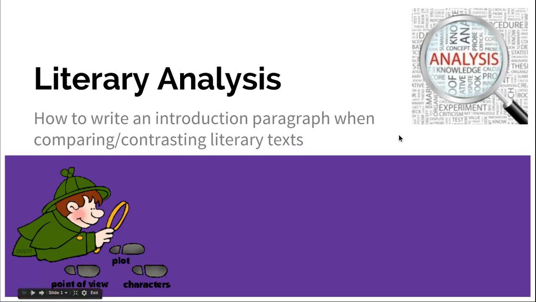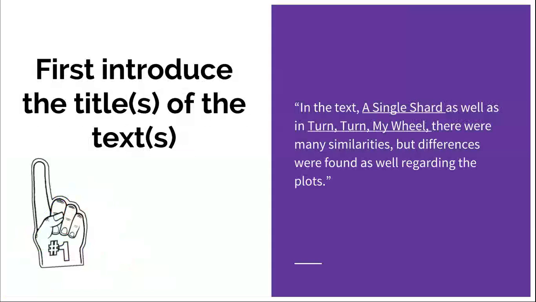So this is a literary analysis, which is a comparison and contrast of two texts. And so this is how to write an introduction paragraph when comparing and contrasting literary texts. The first thing in your introduction paragraph is that you always, in your first sentence, want to include the titles of the text, so that the audience reading your paper can have an understanding of the two stories that you are comparing and contrasting.